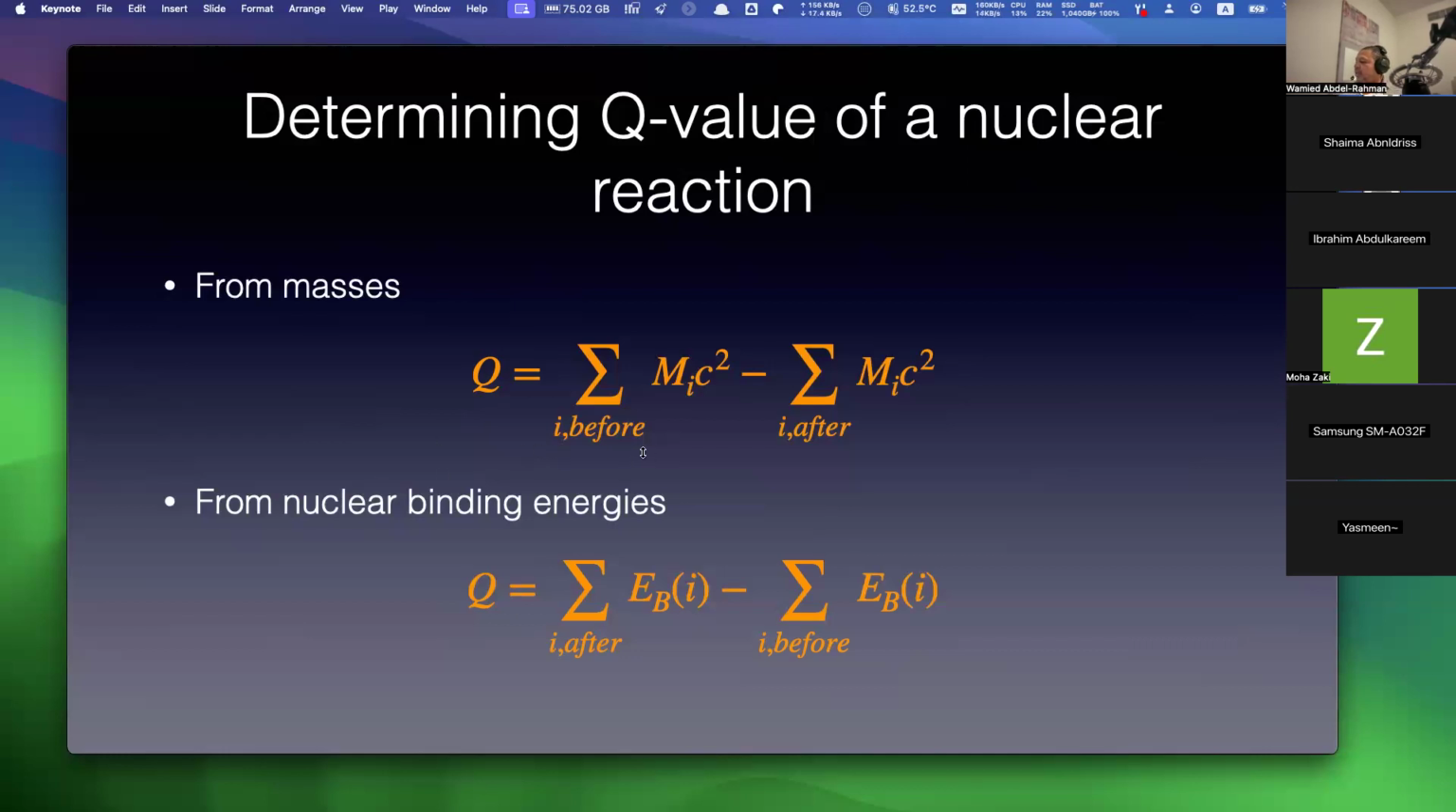We could alternatively use the nuclear binding energies of the system. But we have to be aware of something: if we're going to use the nuclear binding energy, then we take the sum of the binding energies of the particles after the interaction, and then subtract that of the binding energies of the particles before the interaction. So see, it is reversed. Using nuclear binding energy, it's going to be after minus before.